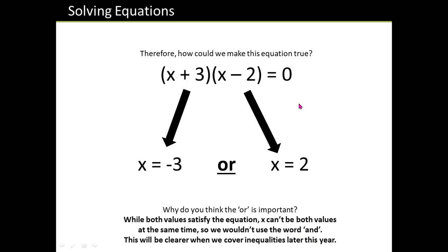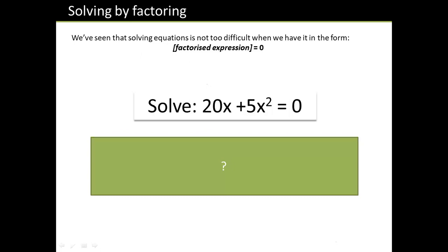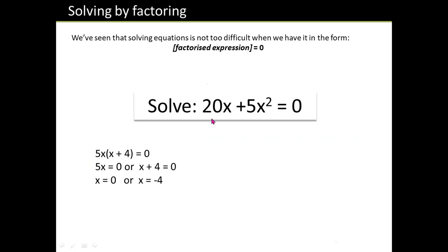Okay. Now, for example, we have here, if we are to solve 20x plus 5x squared equals 0. All right. Now, get the value of x by factoring. So you have there 20x plus 5x squared. If we factor it out, 5x times x plus 4 equals 0. Okay, separating the two. So you have now 5x equals 0 or x plus 4 equals 0.